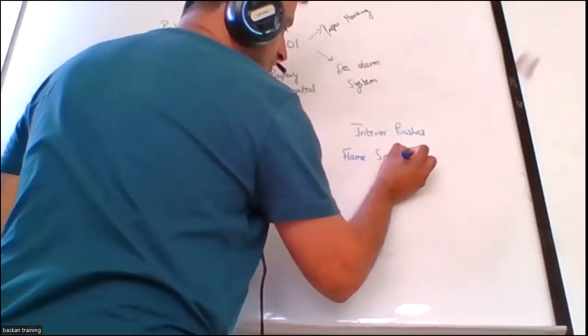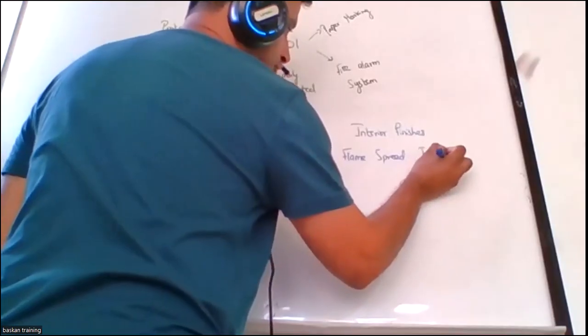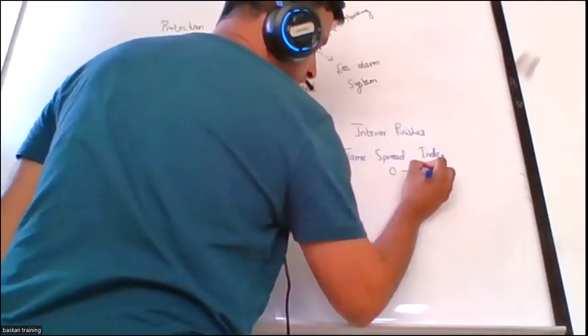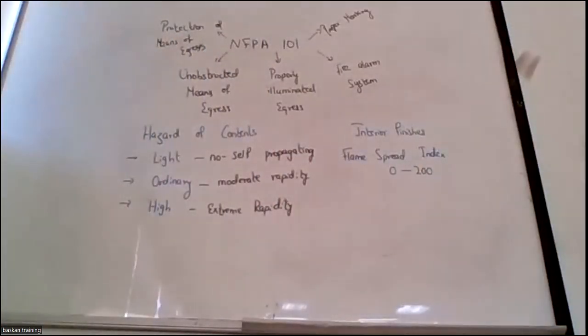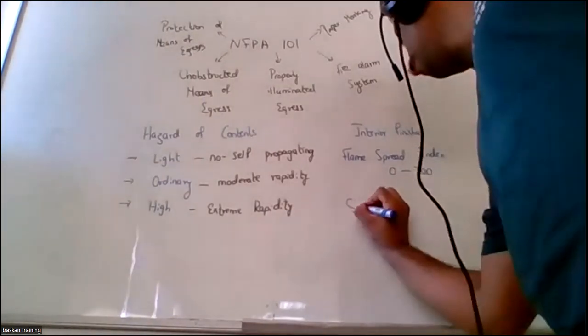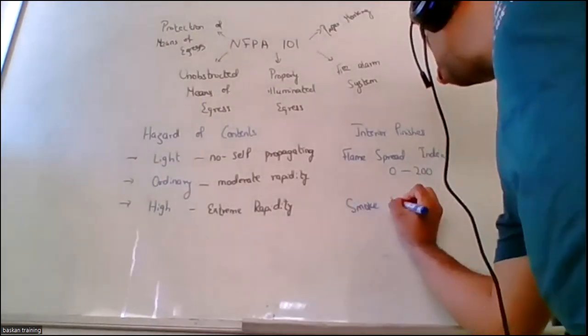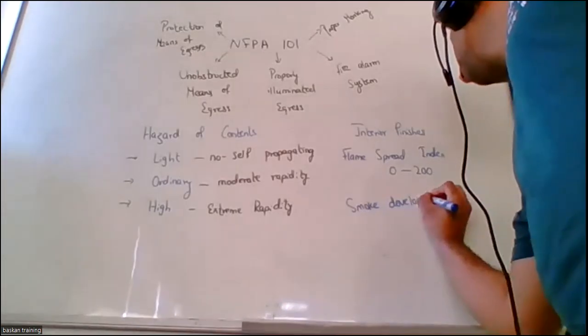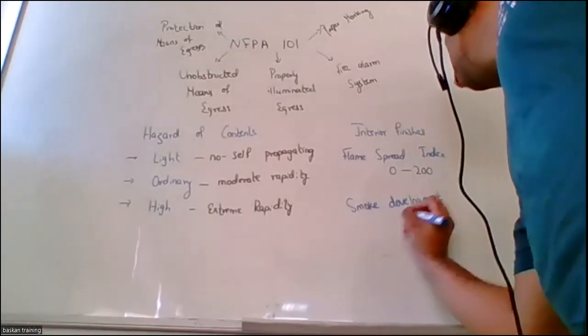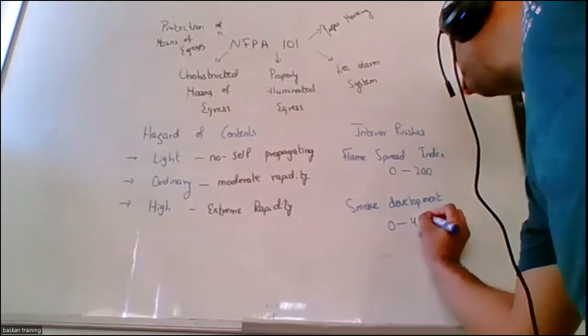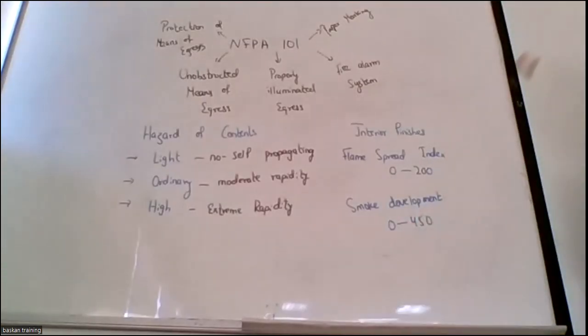What are the classes in the flame spread index? But it should always be from 0 to 200. From the terminology itself, it's an index, a scale. 0 to 200. And the smoke development ratio is 0 to 450, maximum up to 450.